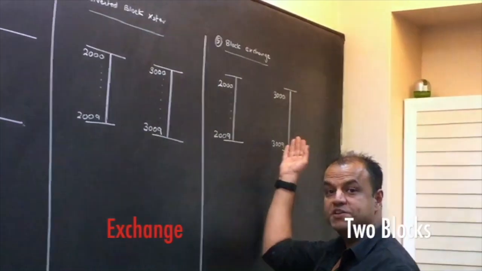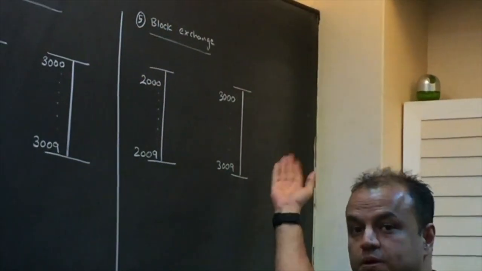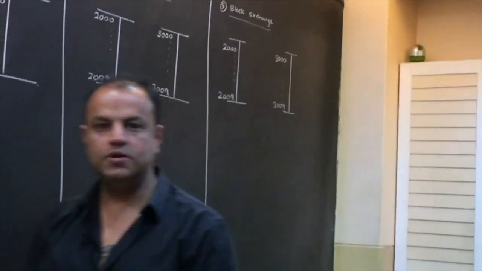Then I'm going to show you how to exchange two blocks. This is a whole block of data, this is another block of data. By the time the program is over, this should be here, this should be here. So that's what this video is going to be all about.